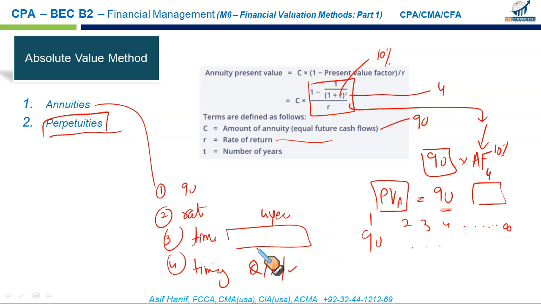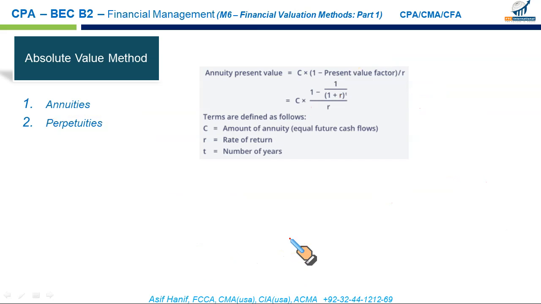The question will explicitly give the information regarding the amount, the discount rate to be used, the total time covered under annuity, and the timing of annuity. You will have it there in the question, so no need to be worried about it. Next, we have perpetuity, as I told you.